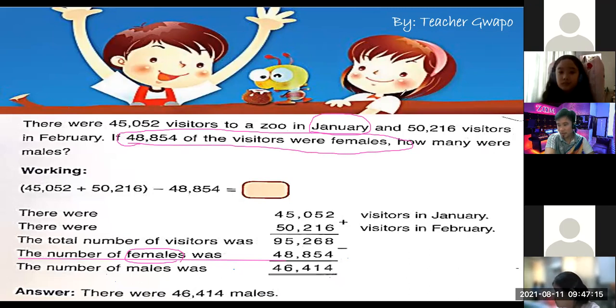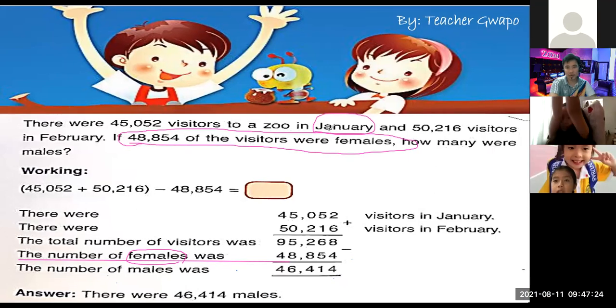31. 31. January, look at the story. Look at the story, Tintin. January here, January. How many visitors were there in January? There were 45. Okay, very good. So there were 45 visitors in January. Thank you, Tintin.